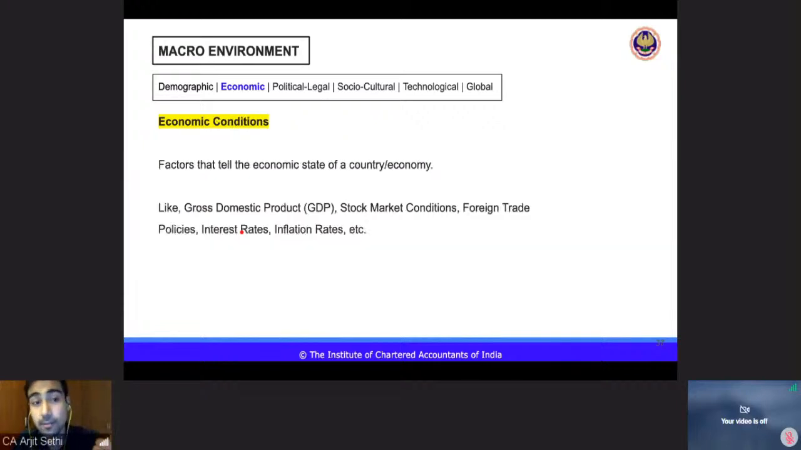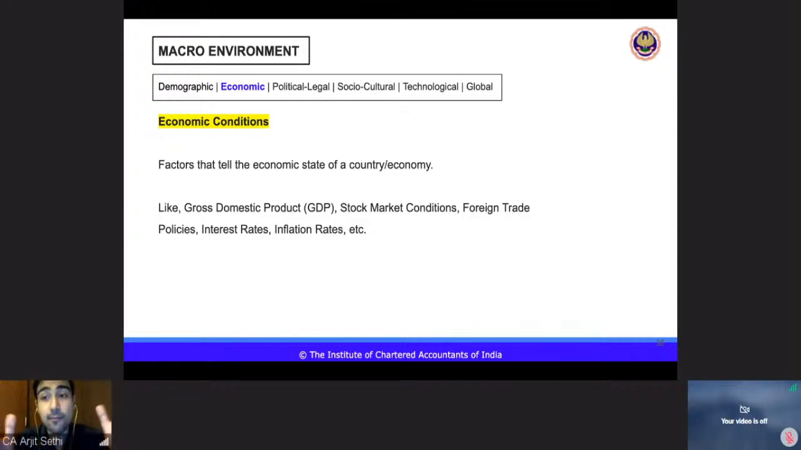The second component was economic conditions. We understood about economic systems. Second is economic conditions. What are the economic conditions of the country? How do you identify an economic condition? Through GDP. What is the gross domestic product? It is the final value of all the final goods and services produced in the economy. You club them, that becomes your GDP.